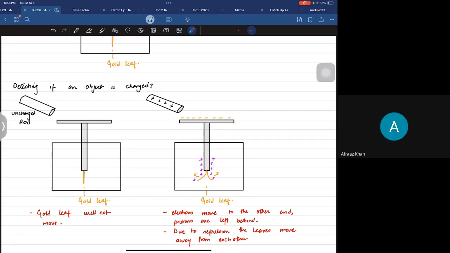Sir, will a neutral metal atom attract a negatively charged atom? Neutral, there is no neutral. Yeah, it can. Then it can do that.